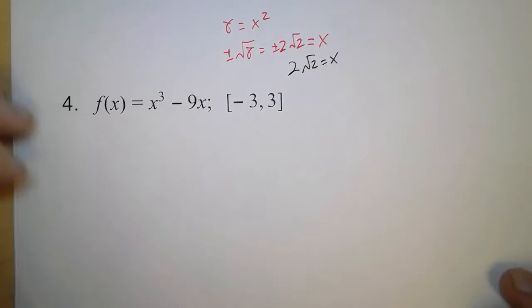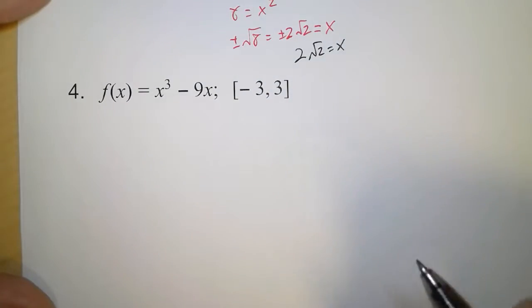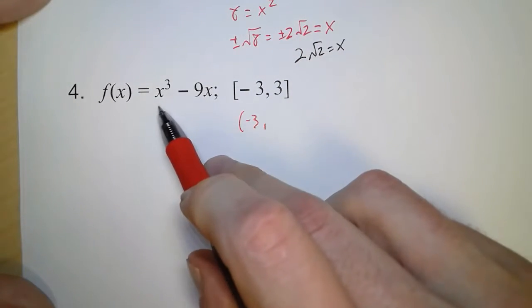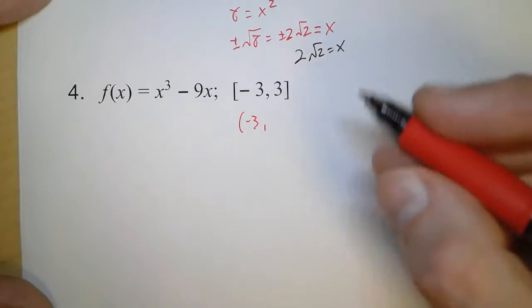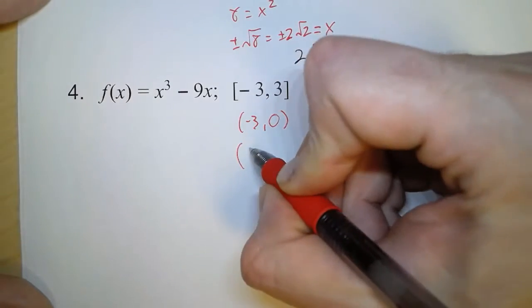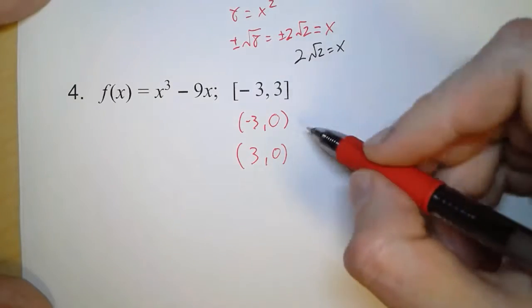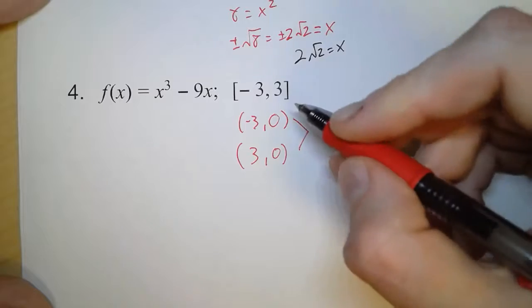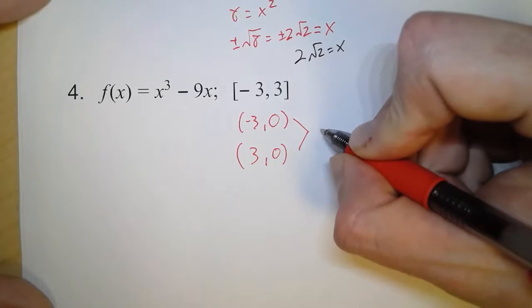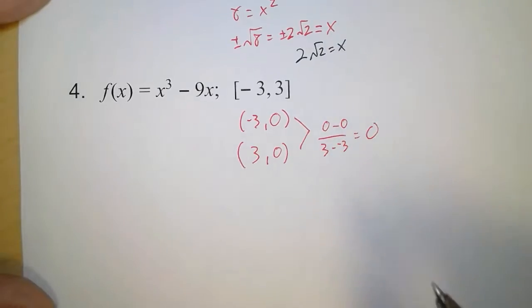So now, on to number 4. Here we've got x cubed minus 9x from negative 3 to positive 3. So if we plug in negative 3, we should get negative 27 minus 9 times negative 3, so that is a positive 27, so that equals 0. If I plug in positive 3, I get 27 minus 9 times 3, which is 27, so that's 0 again. So this is another example similar to number 2, where the 2 points have the same y value, so the secant slope is 0 over 3 minus negative 3, but that still ends up being 0.